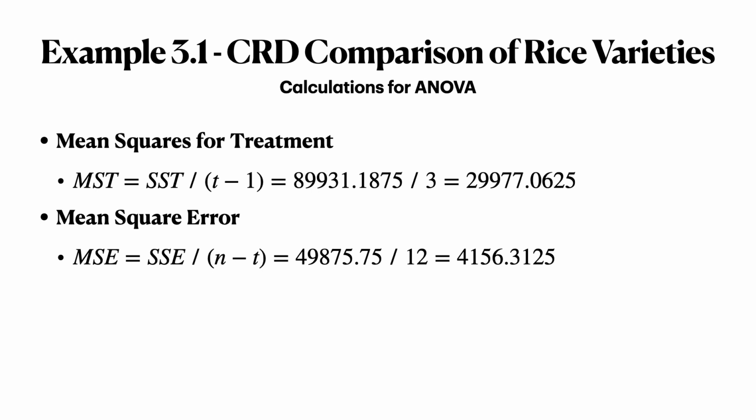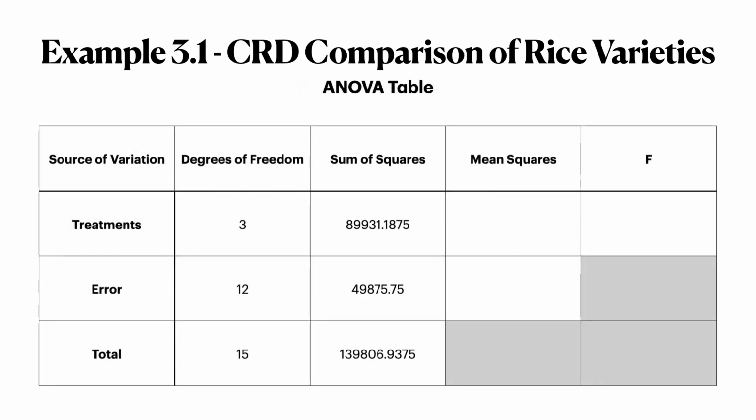The mean square error is obtained by dividing the sum of squares for error by its degrees of freedom, which again is n minus t, or 12. And so we get 4156.3125 for the mean square error. Now we can fill out the mean squares column in the ANOVA table. And so we have mean squares for treatments of 29,977.0625. And the mean squares for error is 4156.3125.